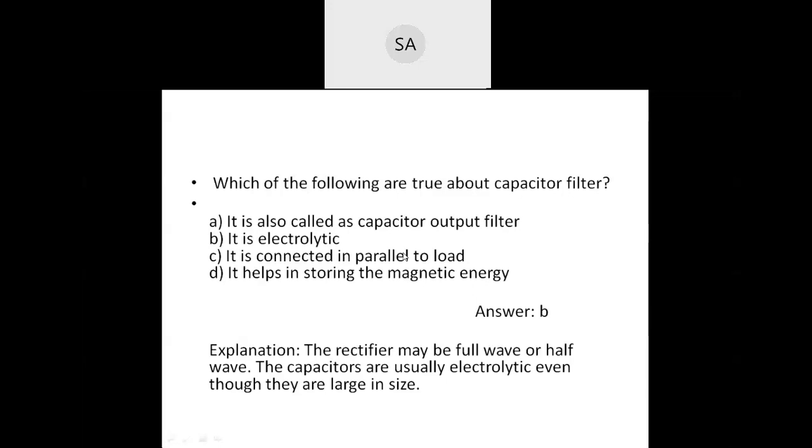In the series type, the regulator is placed in series with the load. This type of regulator is designed with the Zener diode. So the diode will be connected in series with the load, whereas in shunt type regulators it is connected in shunt with the load.